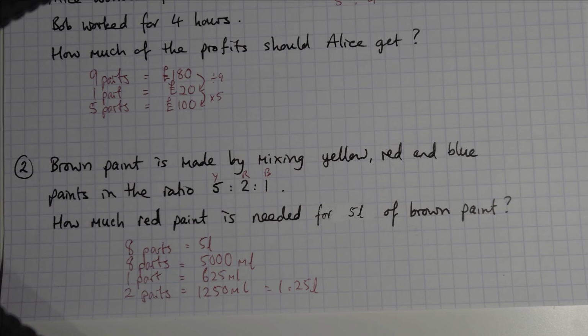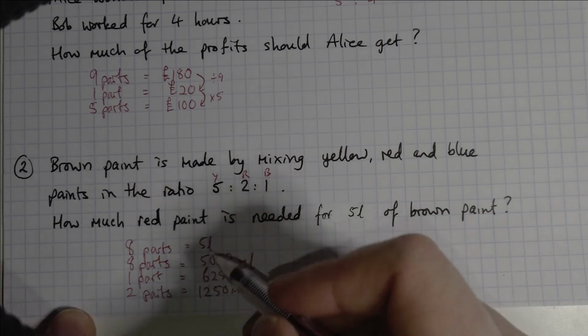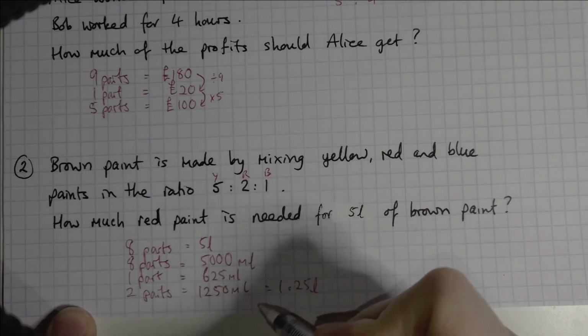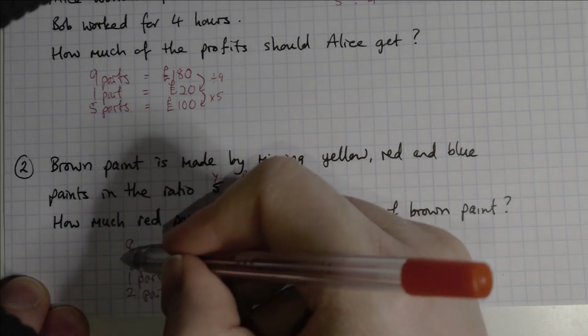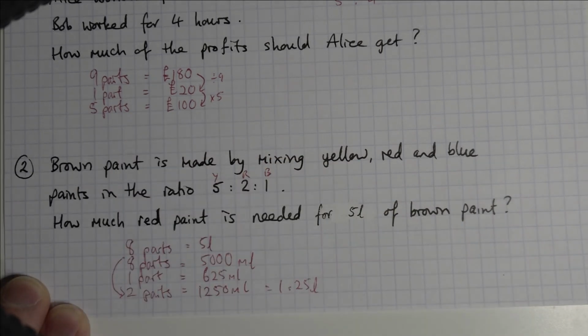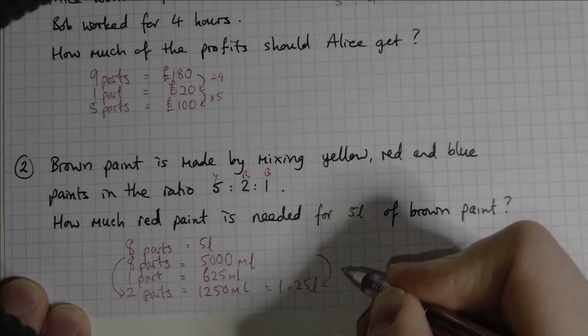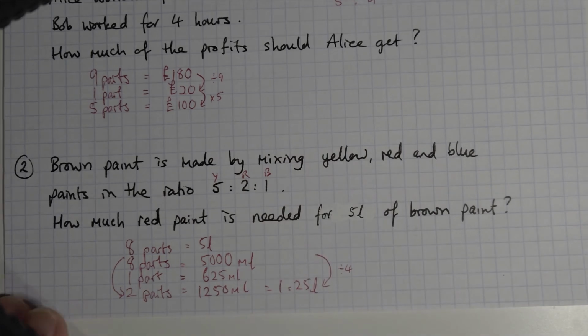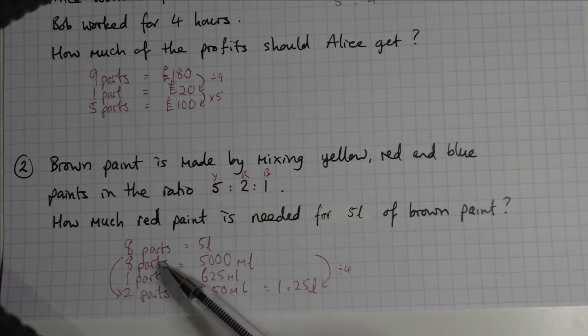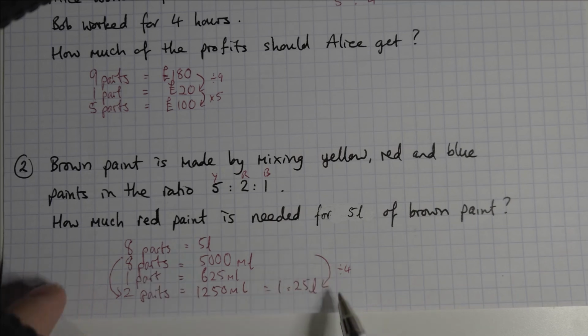Now you might have noticed the steps I did there was I divided by 8 and then I multiplied by 2, but I could have actually gone from 8 parts to 2 parts in one jump. To get from 8 to 2, that's just dividing by 4. So if you notice the shortcut, you can do that as well. You could have just divided by 4. So what I actually did was I got from 8 parts to 1 part by dividing by 8, and then doubled that to get it to 2 parts. But you could have just divided both sides by 4. That would have worked as well.